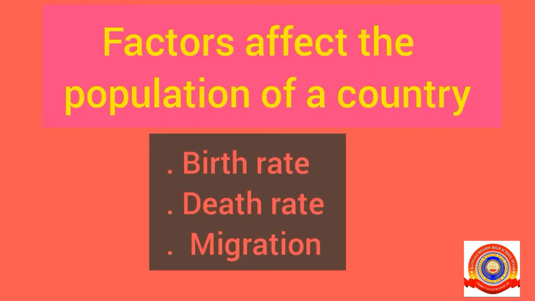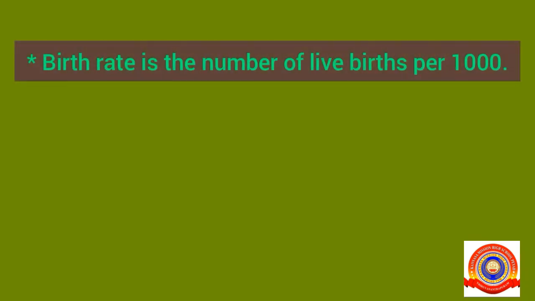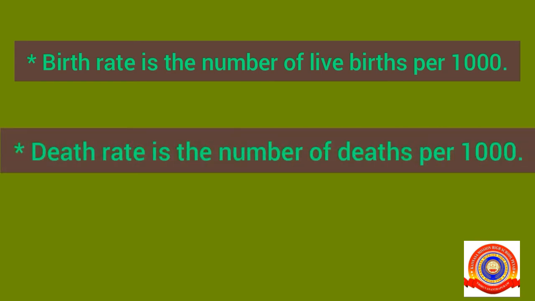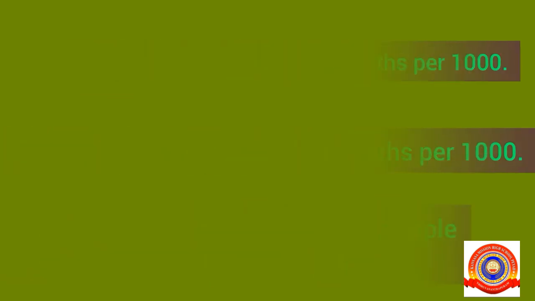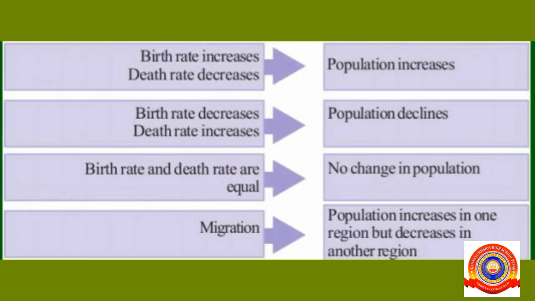The birth rate, death rate, and migration are the factors that affect the population of a country. Birth rate is the number of live births per thousand. Death rate is the number of deaths per thousand. Then migration is the settlement of people of a region in another region. This table shows how birth rate, death rate, and migration affect the population of a country.